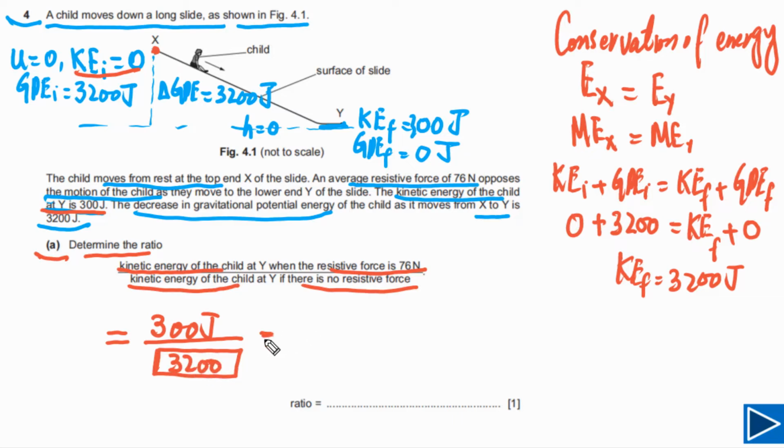We need to find the ratio between them, so we simply need to divide. If we divide, our final answer is going to be 0.094, and this is our final answer. This question has only 1 mark. If you have got the right answer, you will get this mark.